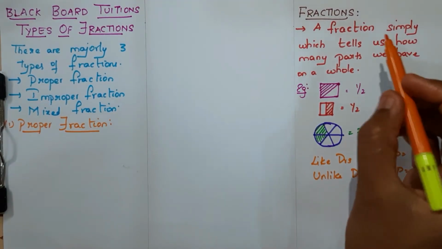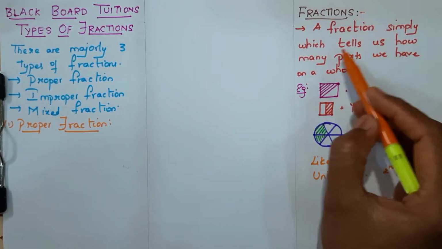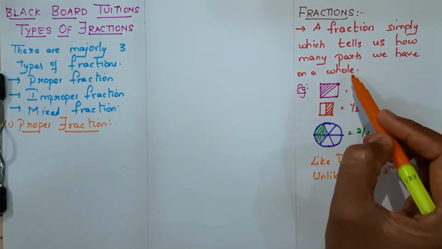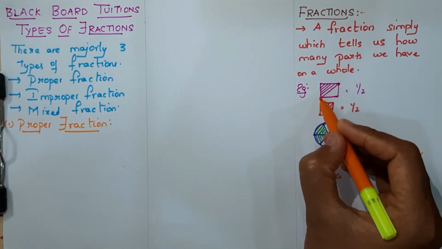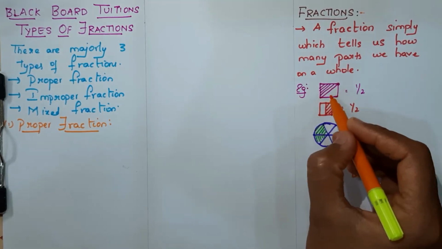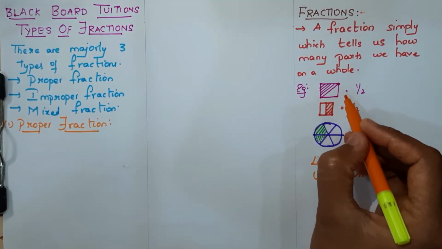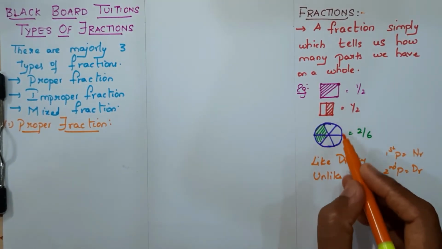When we consider a definition, a fraction simply tells us how many parts we have of a whole. For example, if we take a square and make it into two parts, the first shaded part is called the half part of the square and the second unshaded part is the other half. In the same way, the circle also.